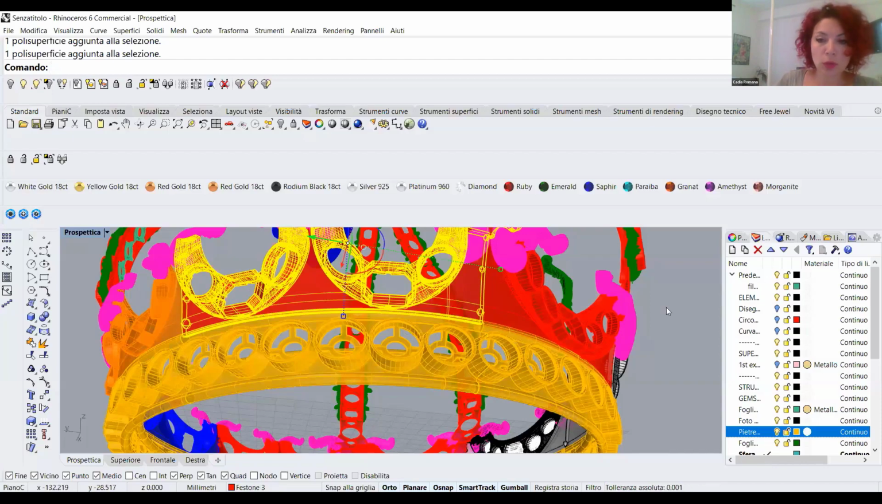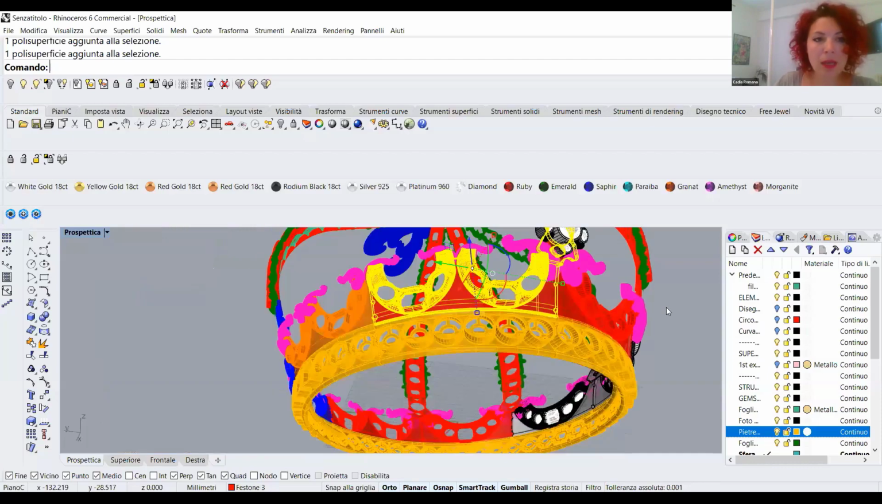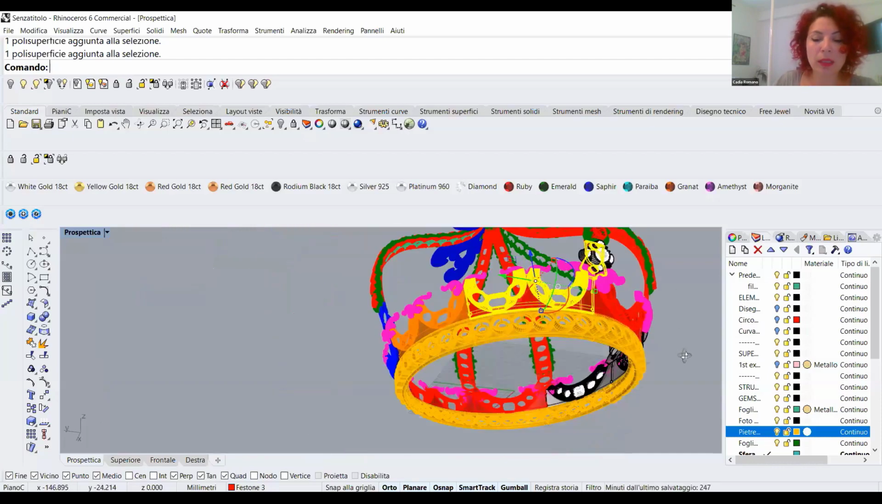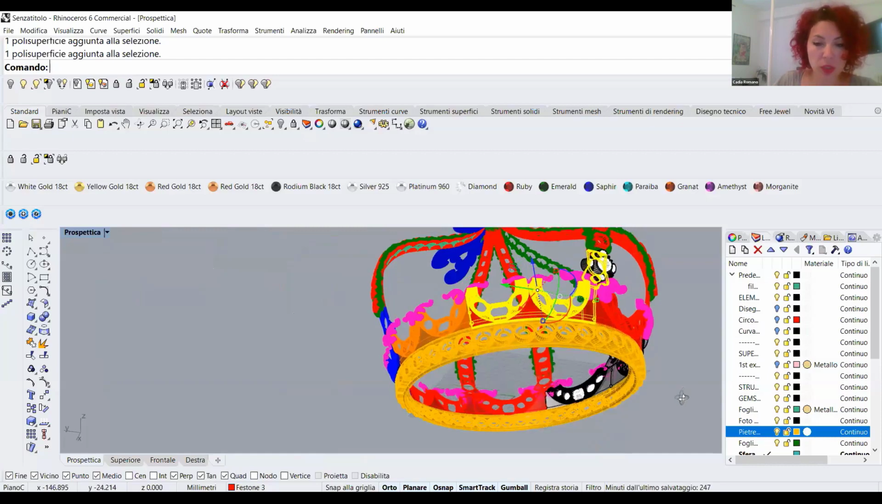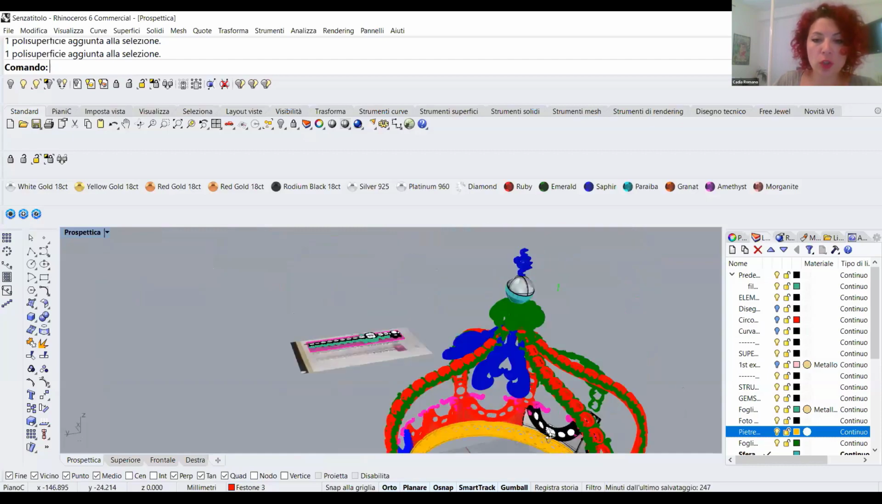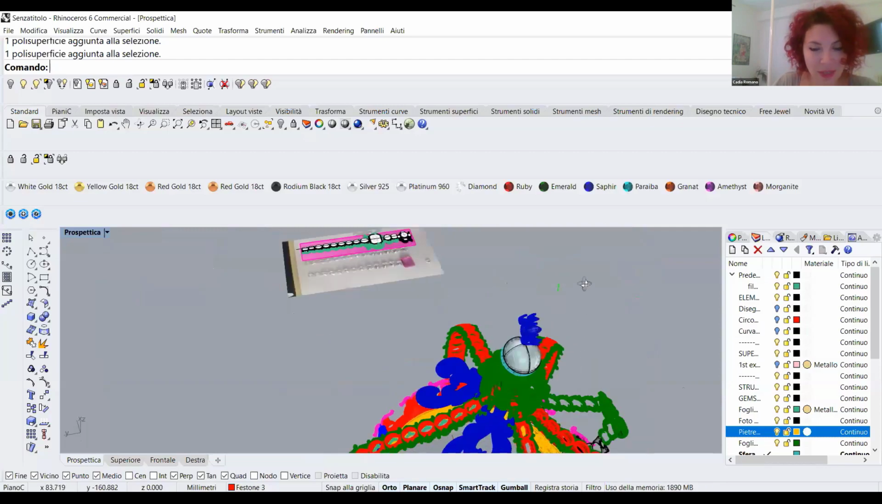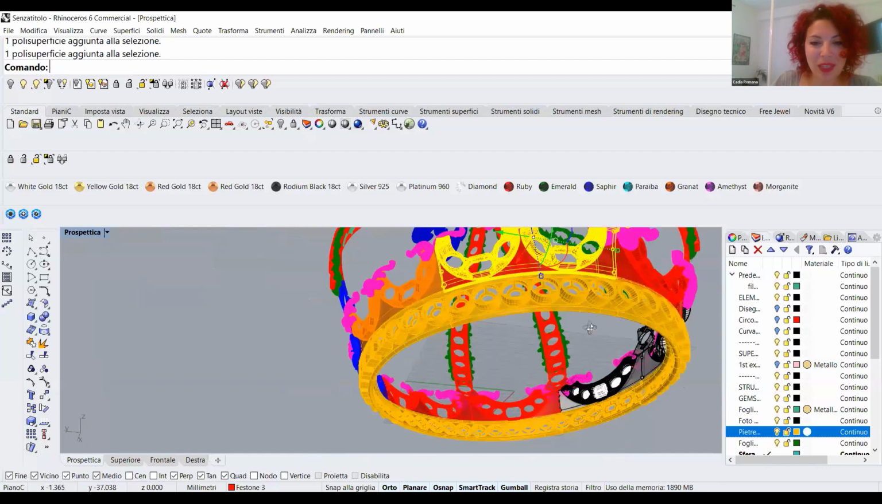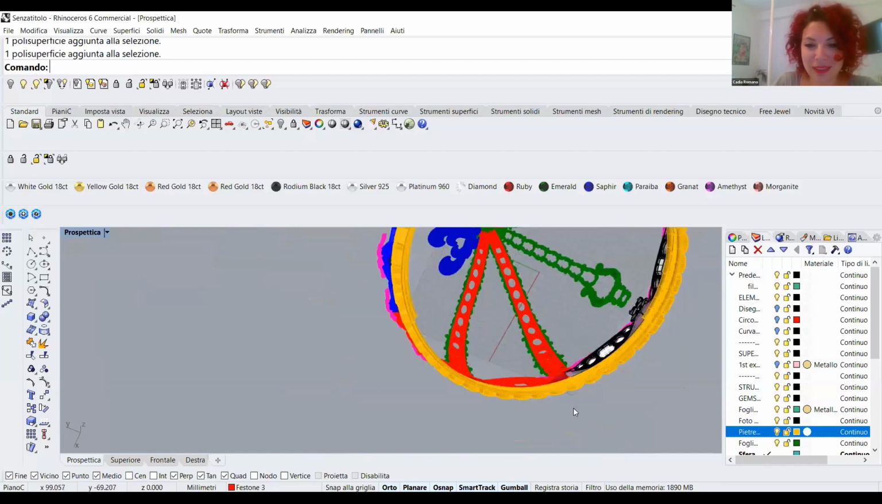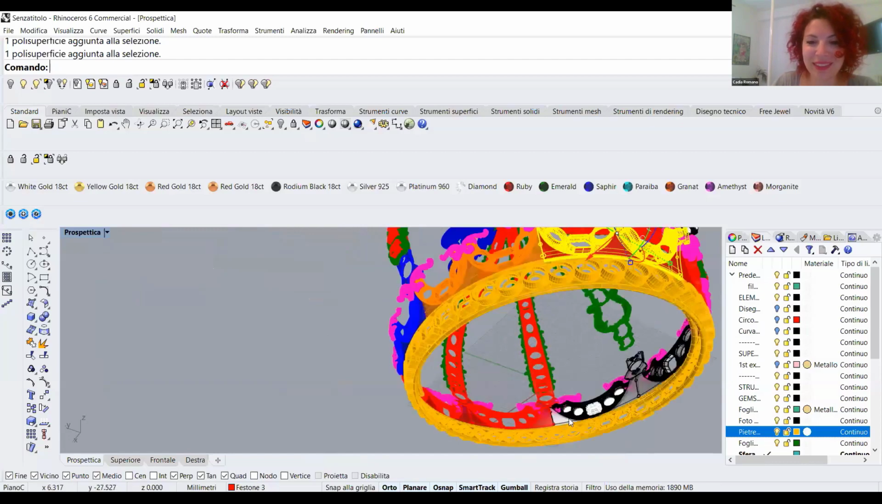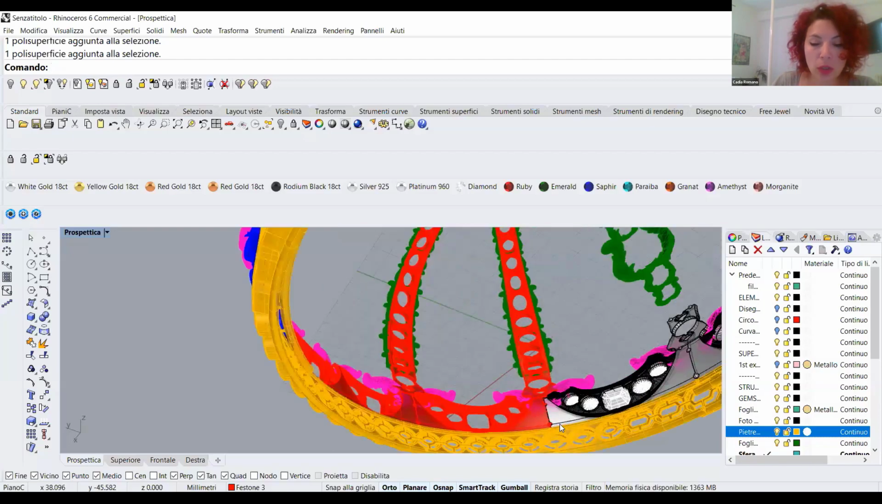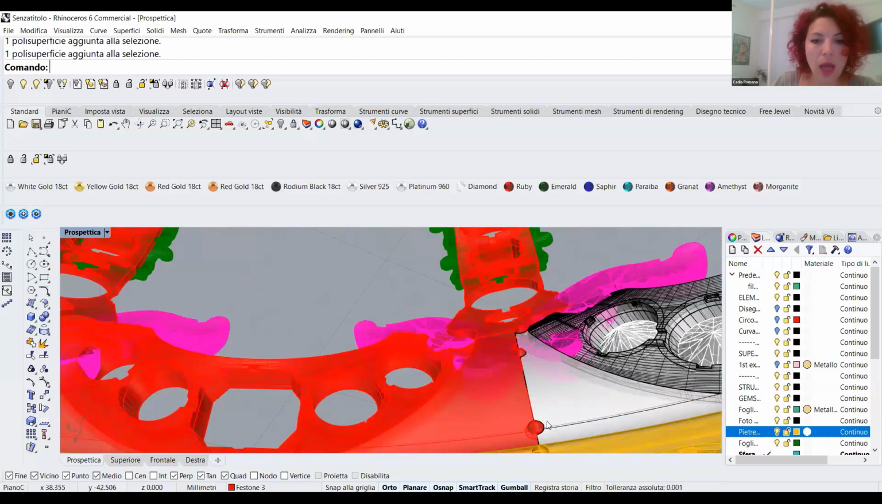But to do this, I have to create some metal reference to understand which is the correct position, and also how we can assemble without problem.